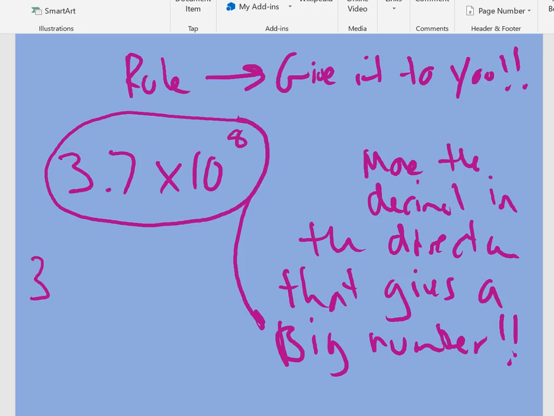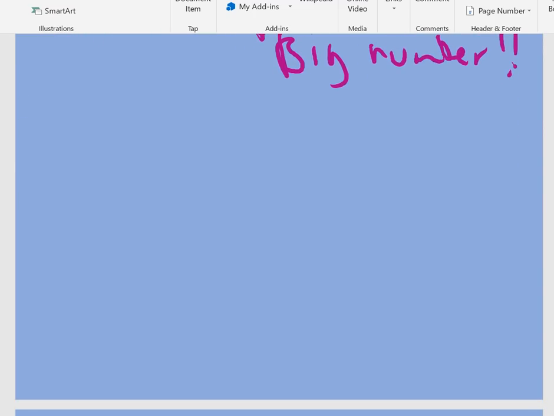You have 3.7. You know it's going to be a big number. If I move it to the left, that's going to give me a crazy small number. I want to move it to the right. I'm going to move it 8 times. I don't just add 8 zeros. I'm going to say 1, 2, 3, 4, 5, 6, 7. I got to go one more time. And the decimal goes at the end. All right. That number is 370 million. Very big number. So don't look at it as, I'm going to move it to the left, it's positive; move it to the right, it's negative. You're going to move it in the direction that gives you a big number.